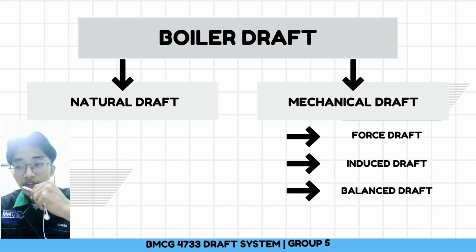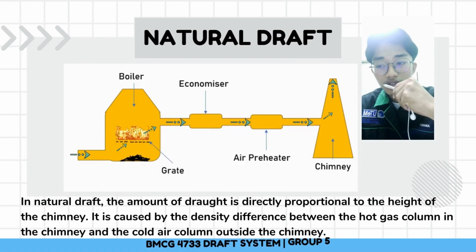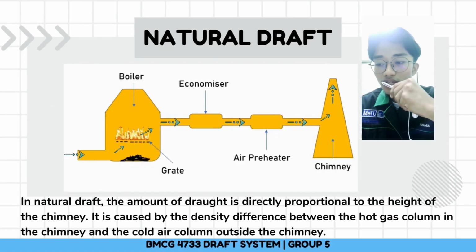The boiler draft is broadly classified into two types, natural draft and mechanical draft. Mechanical draft is divided into three types, which are forced, induced and balanced draft. Natural draft is created by using a chimney, where flue gas flows through the passage due to the natural pressure gradient. Natural draft can transfer waste gas into the atmosphere and is used to regulate airflow into the combustion chamber. The amount of draft directly depends on the height of the chimney.